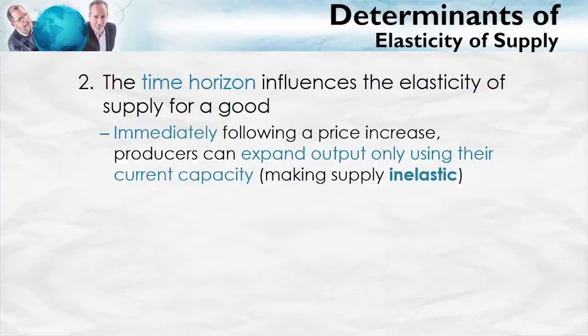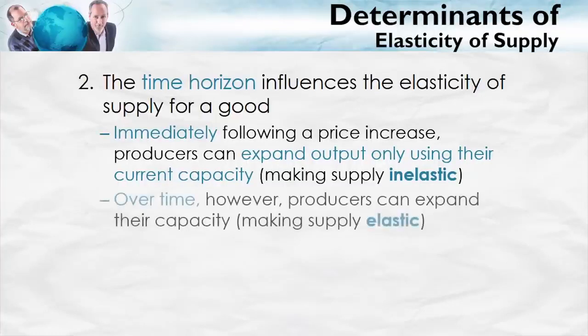On the other hand, as I just said, over time, producers can expand their capacity. So in the short run, the elasticity of supply tends to be more inelastic because it's harder to expand output at the same cost. Over time, however, because producers can expand their capacity, the supply curve tends to be more elastic. So supply curves tend to be more elastic the more time you give producers to respond to the price.